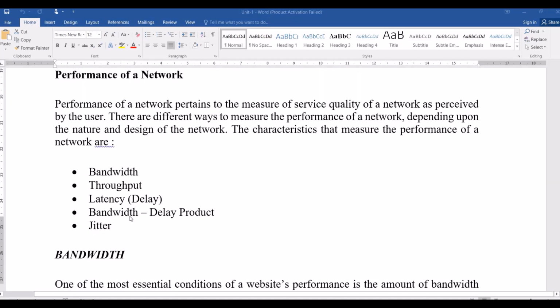Performance of network. How do we classify the performance of the network? Performance of network pertains to the measures of the quality of the network perceived by the users. There are different ways to measure the performance of the network depending upon the nature and design of the network. These characteristics that measure the performance of the network are bandwidth, throughput, latency, bandwidth-delay product, and jitter.